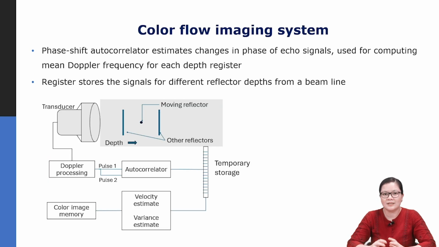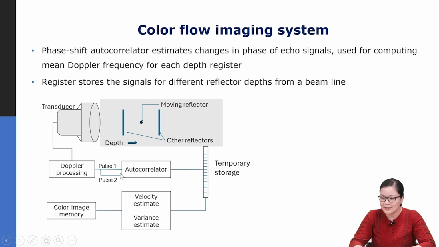Now this is just looking into the color flow imaging system. What we have here is our transducer. Now it's emitting the transmit ultrasound signals. It's going to interact with the reflector. The reflector will then send an echo signal that will be reflected back. That echo signal will be received by the transducer, and then Doppler processing will happen, looking into the echo from the first pulse and then the echo from the second pulse.